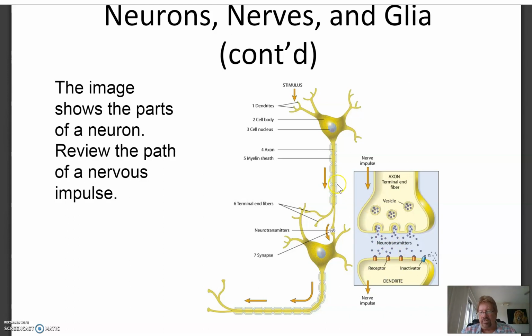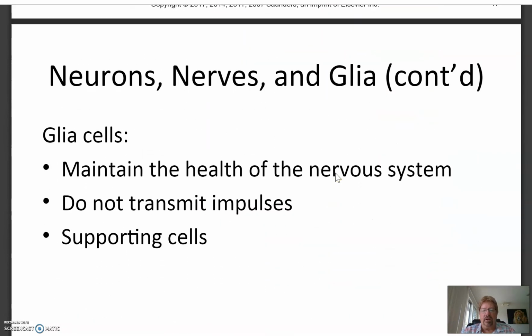Now, that's all I want to get into right now. Again, in A and P, you'll learn more. Bundles of axons are what we call nerves. What's commonly referred to as a nerve is a bundle of axons from many different neurons. Okay, now we said that neurons are the functioning nerve, and glial cells are like support.